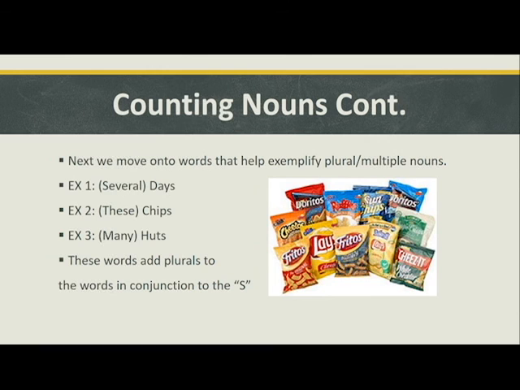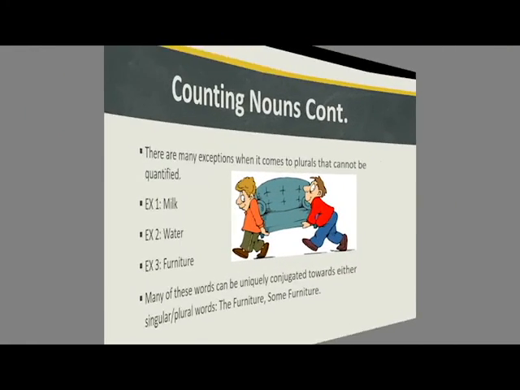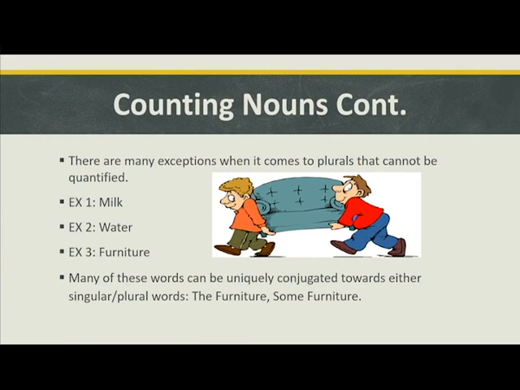Continuing on this, we also have exception words. These exception words are extremely unique, in which case they could be identified as singular or plural with those words that we used earlier. So milk would be an example of one, water would be another, and furniture. In some cases, so we take furniture as an example, we could say the furniture, expressing one piece of furniture. Or we could use some furniture, in which case we express many furnitures in a specific place.